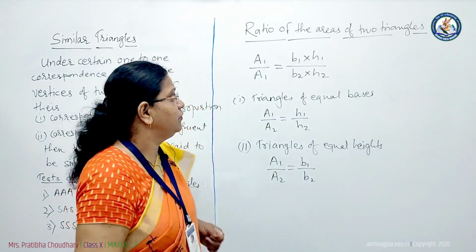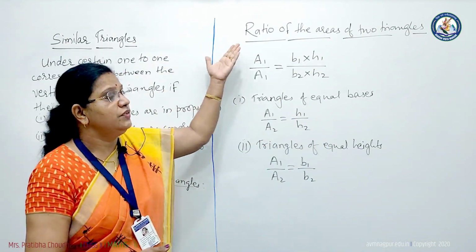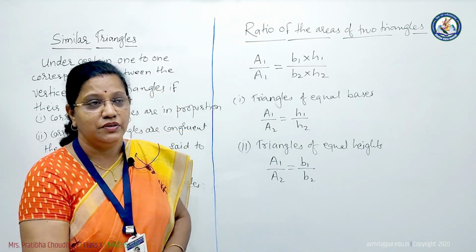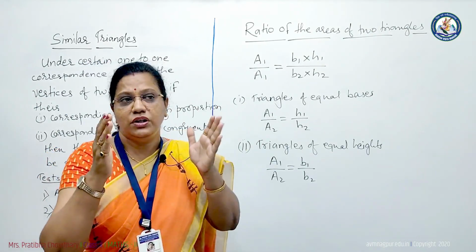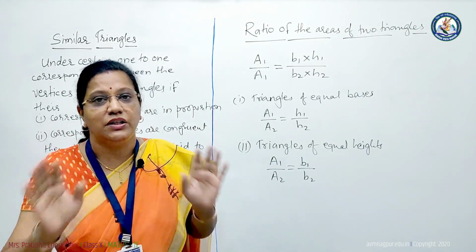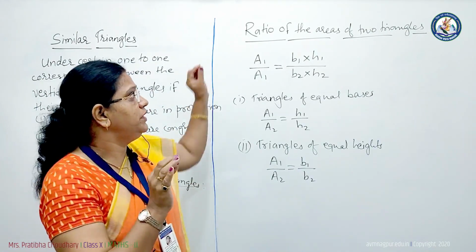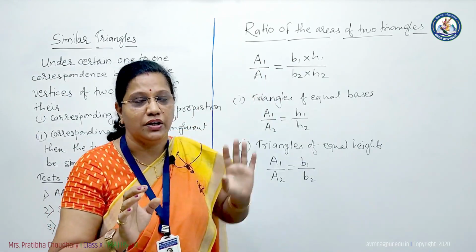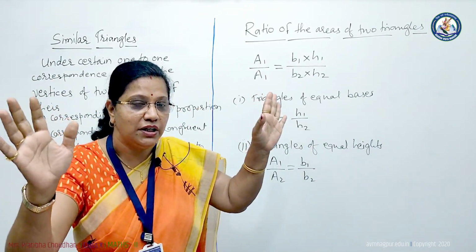Now the second thing, dear students, is the ratio of the areas of two triangles. It is very important. See, here we are using the term only two triangles. There is no similarity, nothing else. It is simply the property of the ratio of areas of two triangles. Here, take similarity out of your mind.